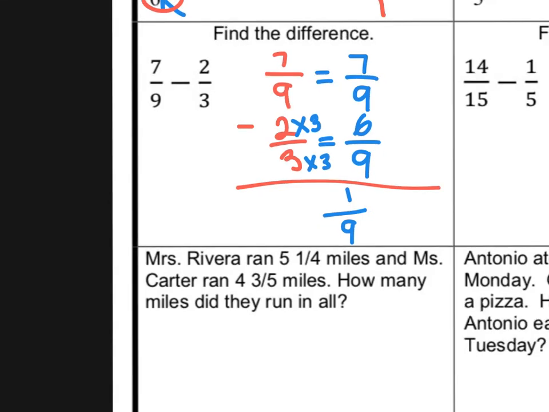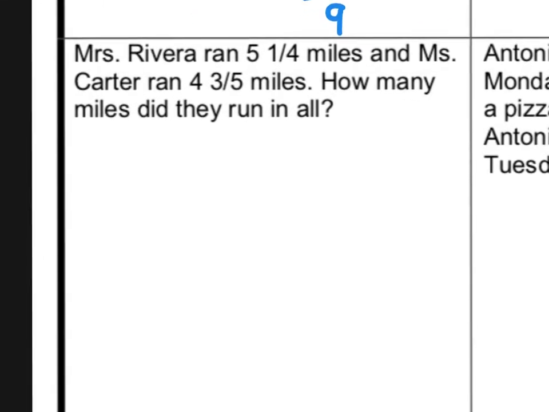For the last one, it says Mrs. Rivera ran 5 1/4 miles, and Miss Carter ran 4 3/5 miles. How many miles did they run in all? So we know that we have to add, because it says how many miles did they run in all. So here it is. That is Mrs. Rivera. Here it says Mrs. Carter, which is 4 3/5.